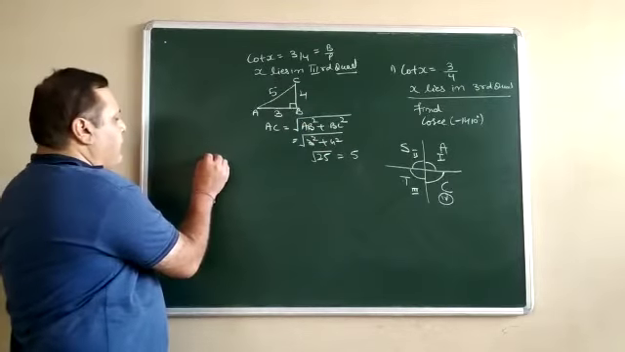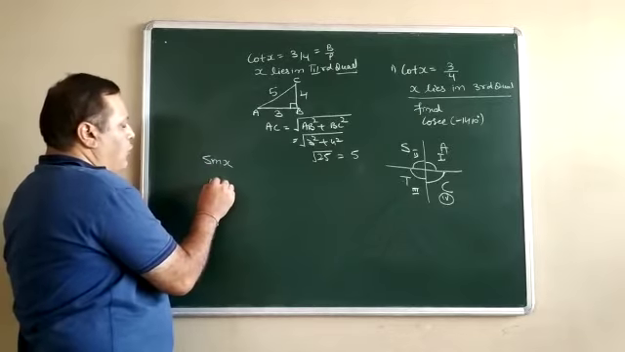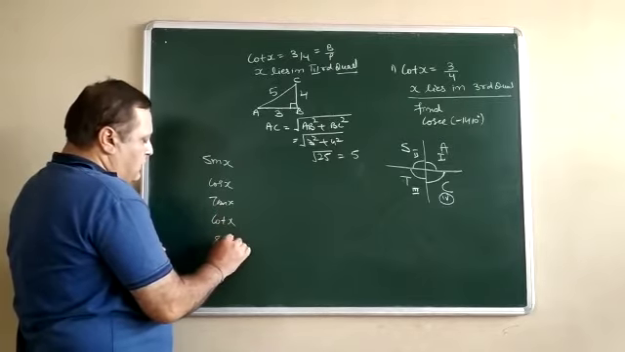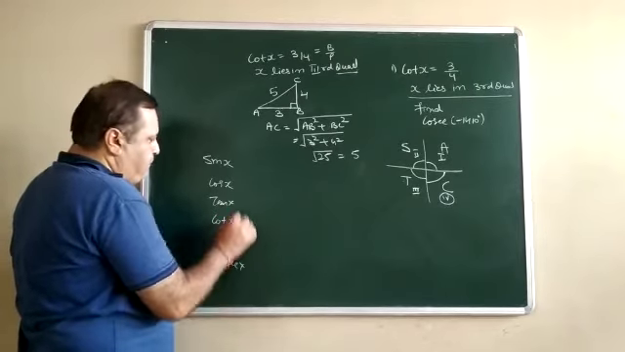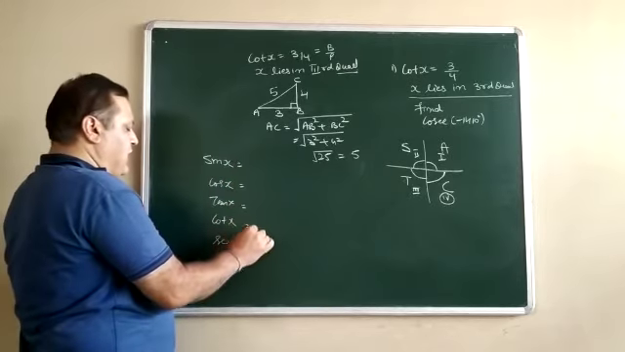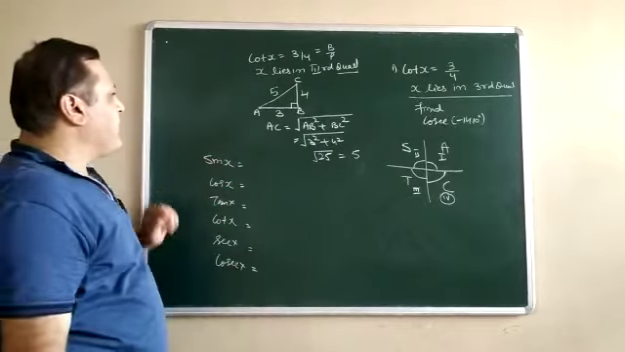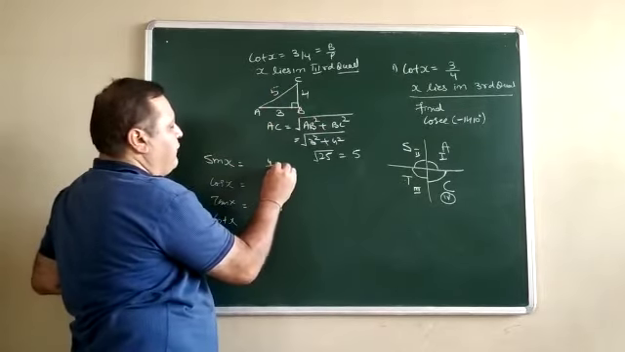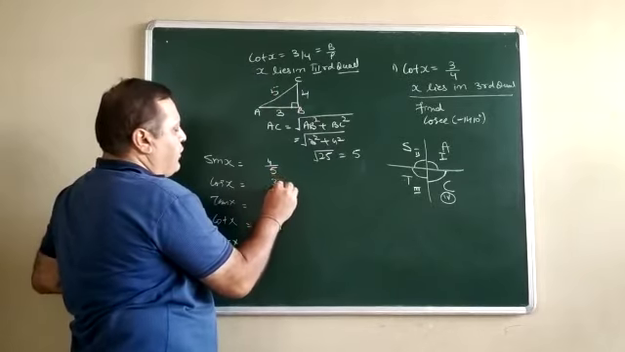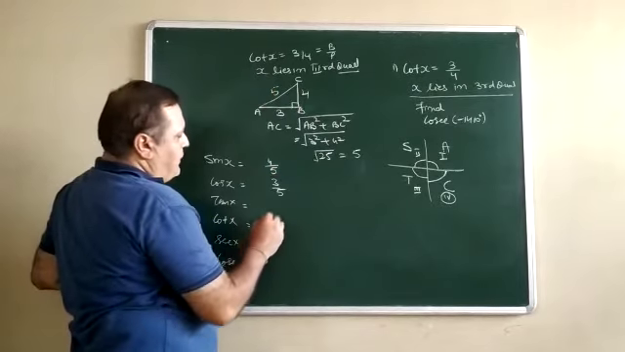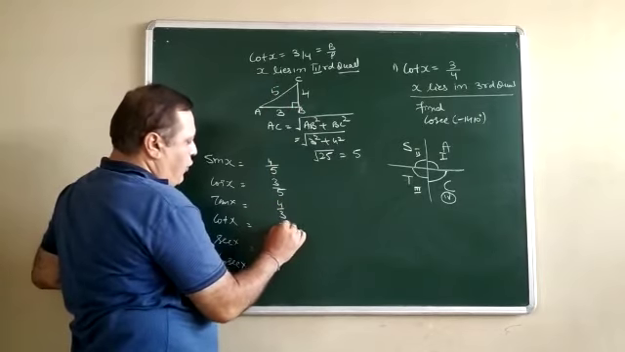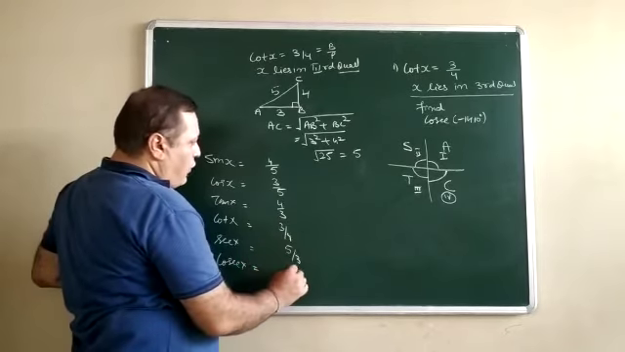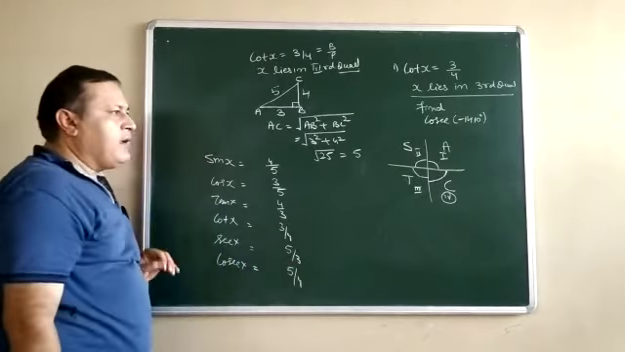Now he says find the value of sine x, cos x, tangent x, cot x, sec x or cosec x. Up to class 10th, you calculate the values in a very simple manner. Sine is equal to perpendicular upon hypotenuse, that means 4 by 5. Cos is base upon hypotenuse, 3 by 5. Tangent is P by B, it is 4 by 3. Cot is 3 by 4. Sec is the reciprocal of cos, that is 5 by 3. Cosec is the reciprocal of sine, that is 5 by 4.